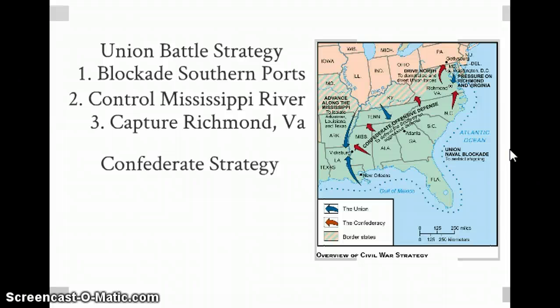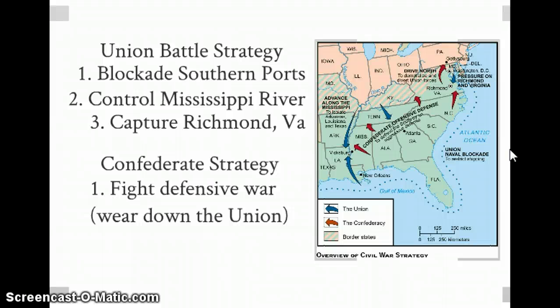The Confederate strategy was actually a simpler strategy. They were fighting a defensive war. They understood that if the Union wanted them back in the United States, they were going to have to come fight them and bring them back into the United States. So they needed to hunker down, fight a defensive war, and wear the Union down, meaning get the Northerners to the point after a bit of time that they were tired of fighting. And those Northerners then would pressure the president to simply allow the Confederacy to go, and the fighting would stop.